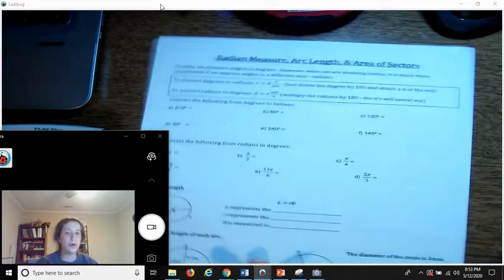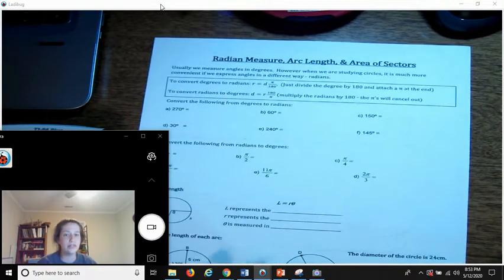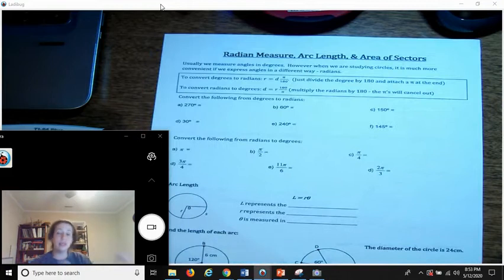All right, so radian measure, arc length, and area of sectors. Both the solutions and the blank copy are posted, linked to this little activity box. Okay, so we're starting with radian measure. Usually we measure angles in degrees. However, when we are studying circles, it is much more convenient if we express angles in a different way, radians. There are two things that we need to know here. They're basically just proportions, converting from degrees to radians and radians to degrees.